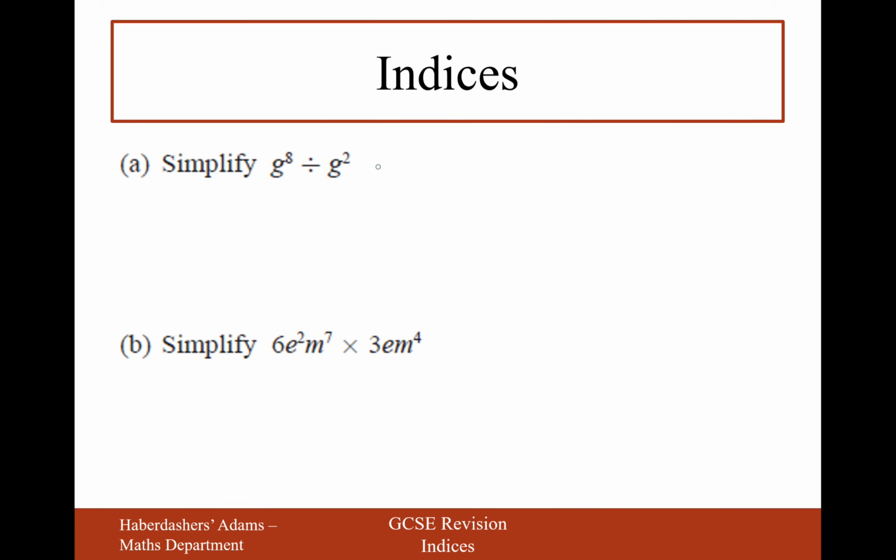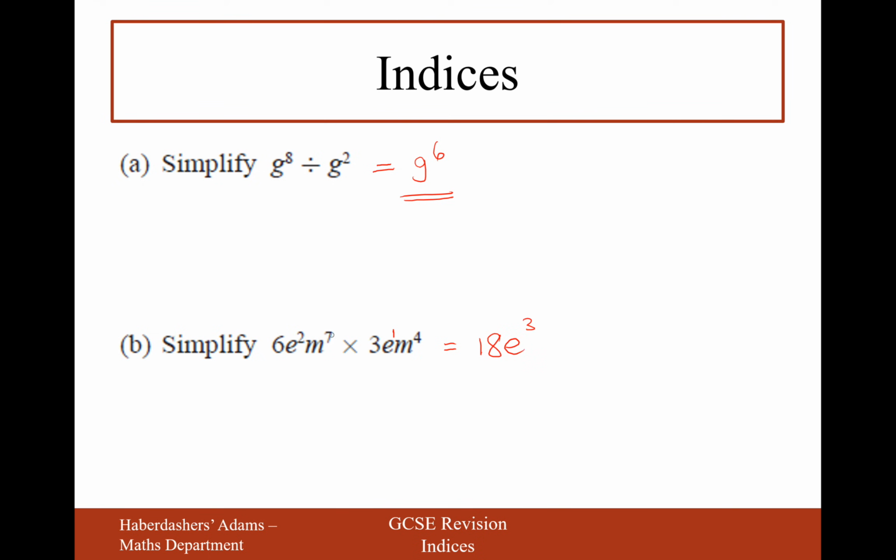Okay, so when you're dividing indices, you subtract the powers, so it's going to be g to the power of 6 on this one. And with this second one here, it's going to be multiply the normal numbers as normal, so that's going to be 18. And then you add your indices, so it'd be e squared times e to the 1 effectively, so that's going to be e to the 3.